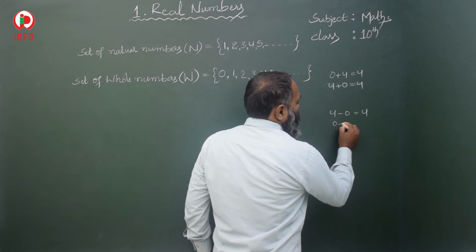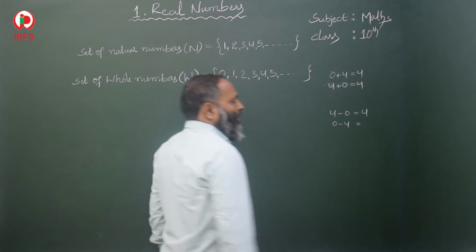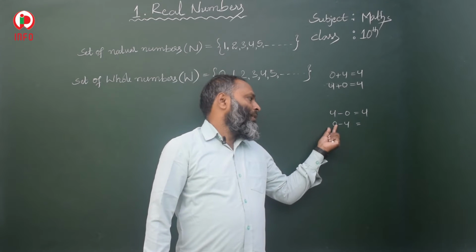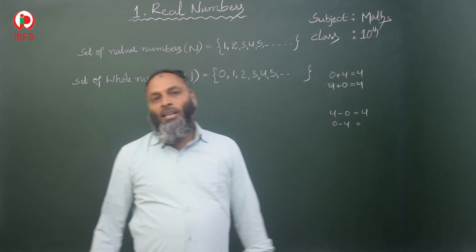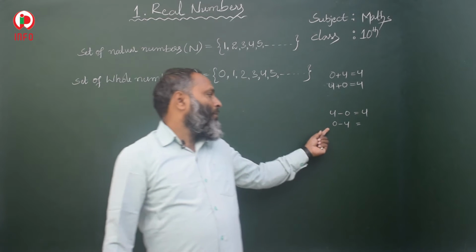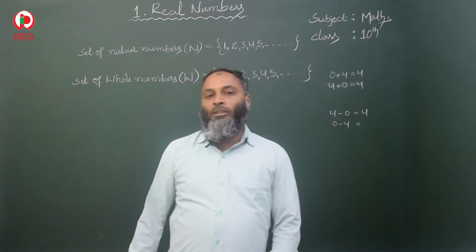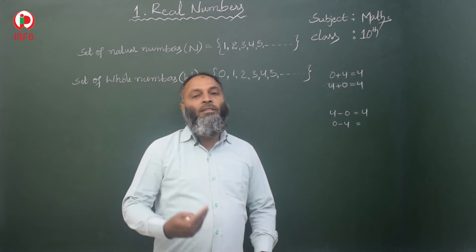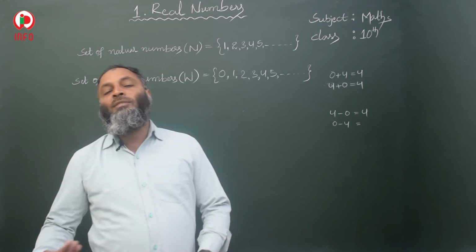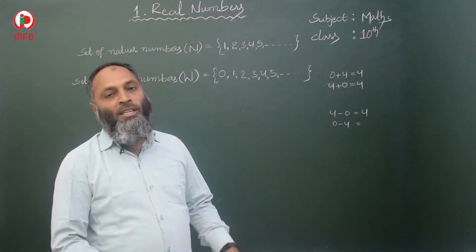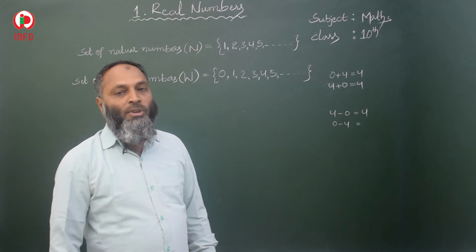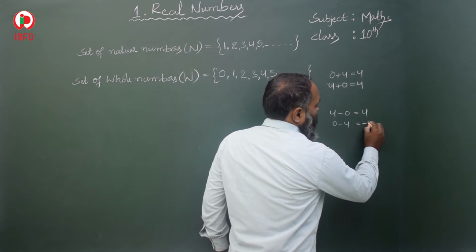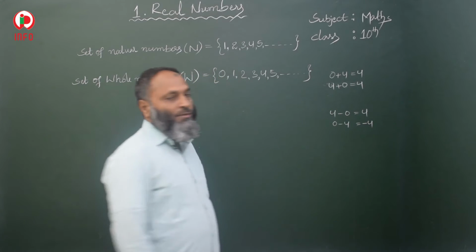0 minus 4, in the lower classes we did not know how to do it. 0 is a smaller number and 4 is a bigger number, and from a smaller number we cannot subtract a bigger number. After that, in 7th class, when integers are there, we discussed how to subtract, and 0 minus 4 is minus 4.